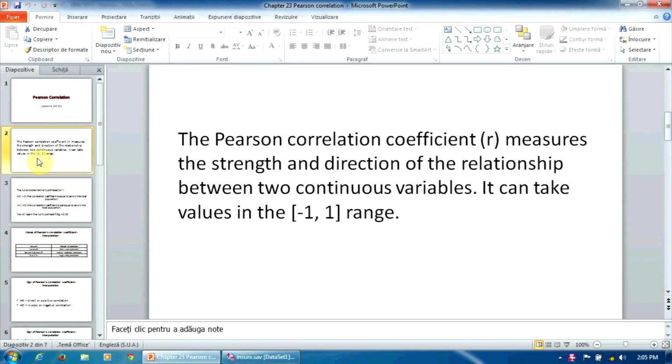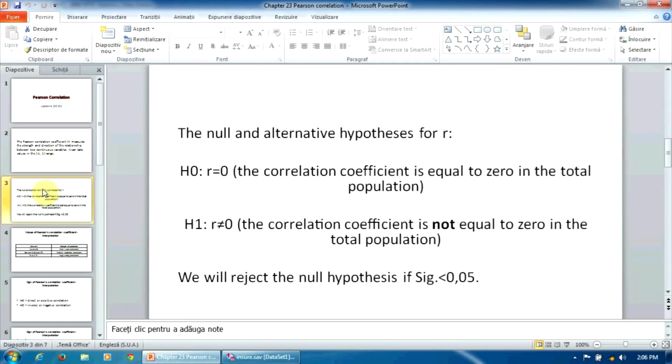Most often, the researcher wants to assess the correlation in the total population, not just in the sample. So, he or she must run a test to determine whether this coefficient is different from 0 in the total population. The null and alternative hypotheses for this test are as follows. The null hypothesis: the correlation coefficient is equal to 0 in the total population. And the alternative hypothesis: the correlation coefficient is not equal to 0 in the total population. In this lesson, we are going to learn how to test this hypothesis.